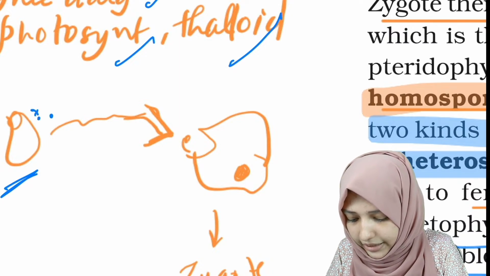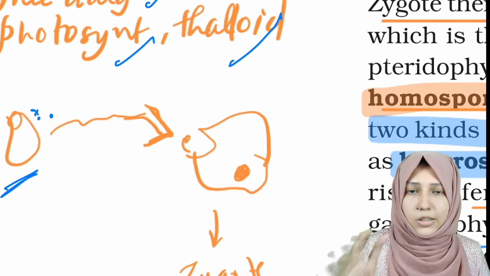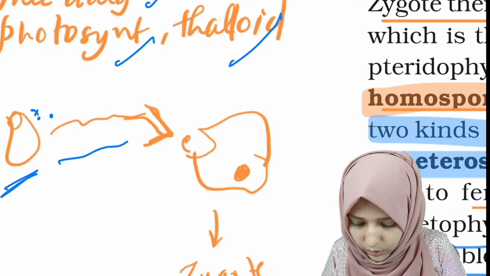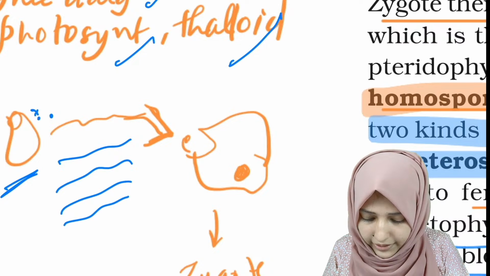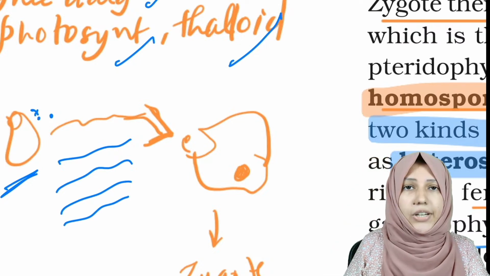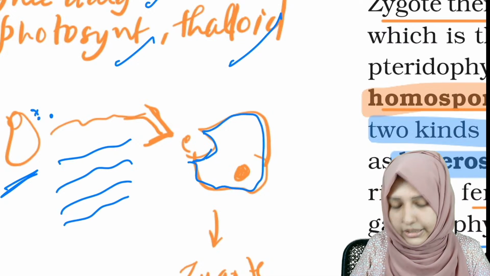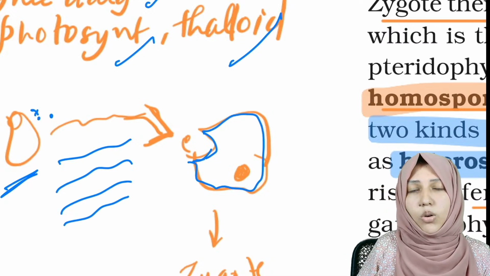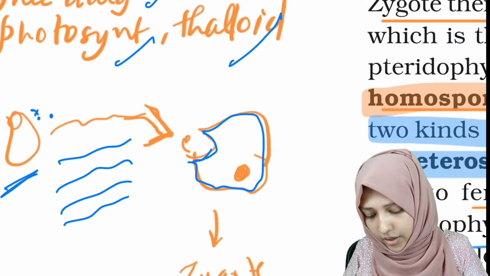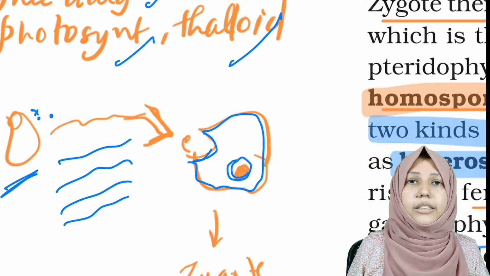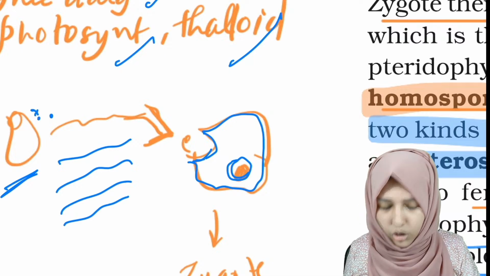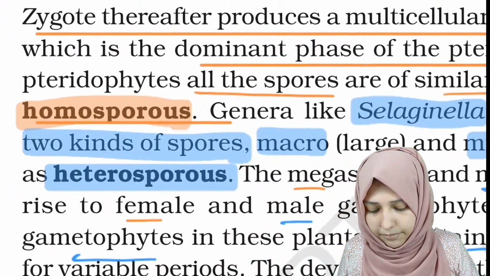be producing antherozoids. Antherozoids are male gametes, and this is water, and in this water current, the antherozoids will travel into the mouth of archegonia. Archegonia is the female sex organ, and they will travel into the mouth of archegonia and will fuse with the egg inside the archegonia and form a zygote. Clear? Okay.